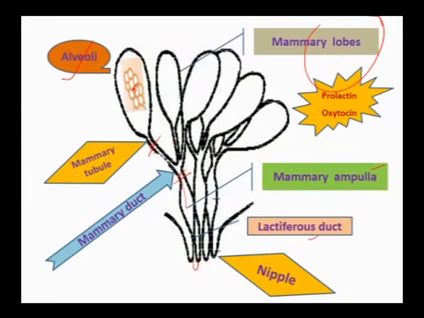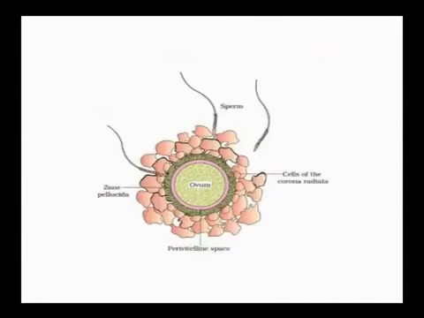It is to be remembered that the production and ejection of milk is under the control of two hormones of the pituitary. The one is called prolactin and the other one is called oxytocin. Prolactin is responsible for synthesis of milk in the mammary glands, whereas oxytocin is responsible for ejection of milk.